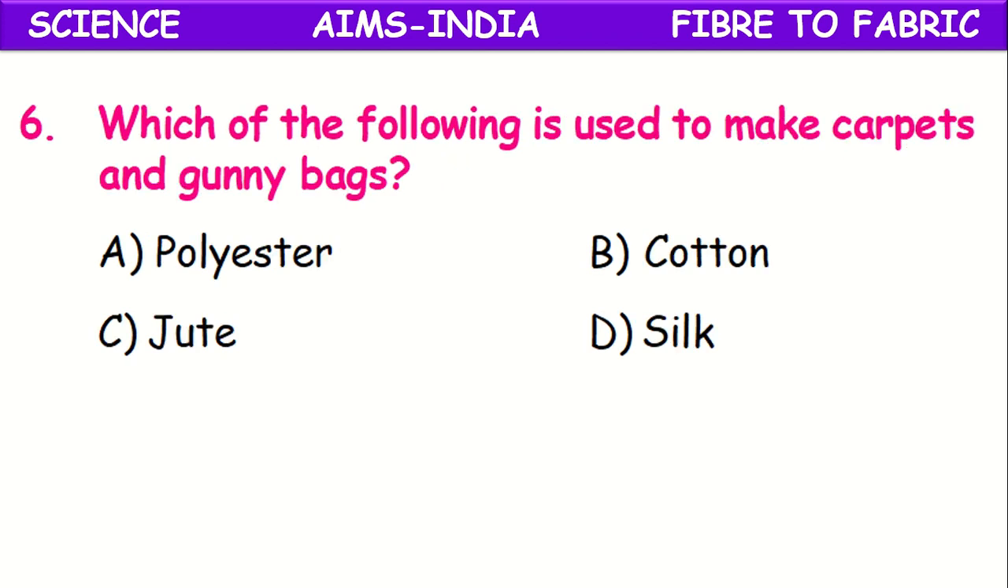Okay. Next, which of the following is used to make carpets and gunny bags? Yes, the fiber used for making carpets and gunny bags is jute. It is because it has a rough texture. Okay, jute is used for making all this.